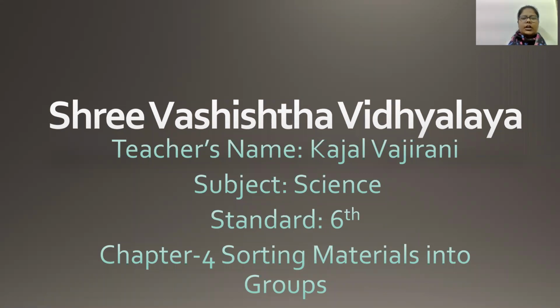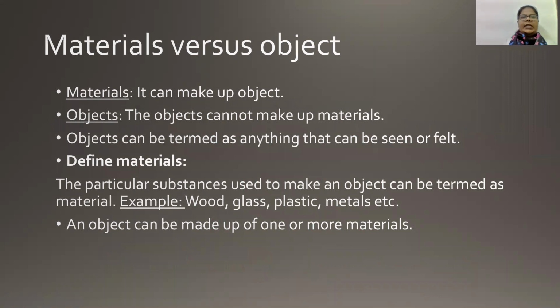Today we are going to learn about the next chapter of your science, that is sorting materials into groups. Before starting, let us first see what is the major difference between materials and objects. Materials are something which can make up an object, whereas objects cannot make up the materials.